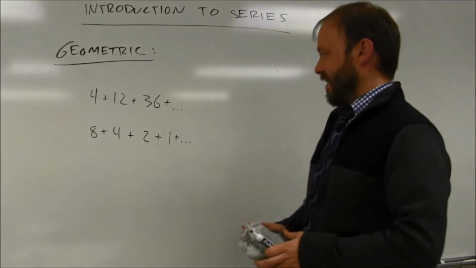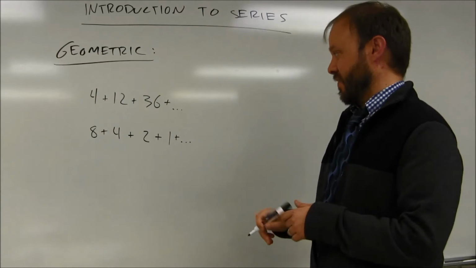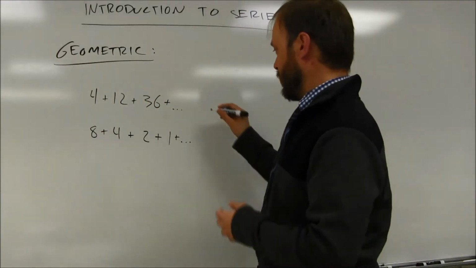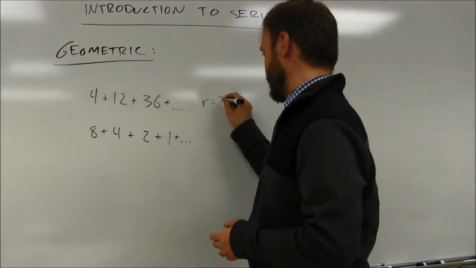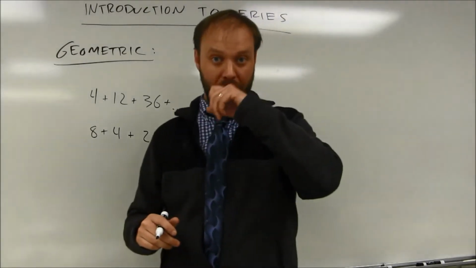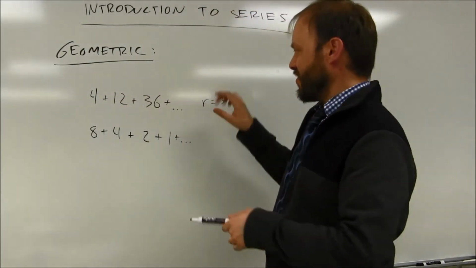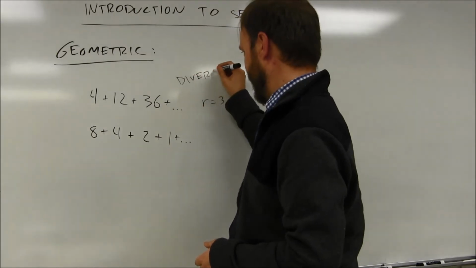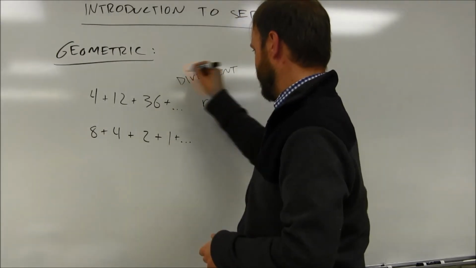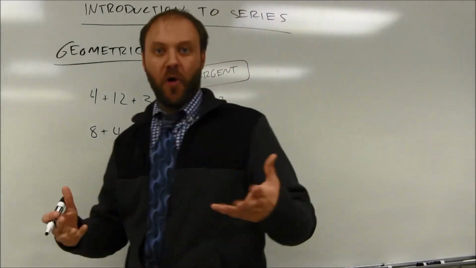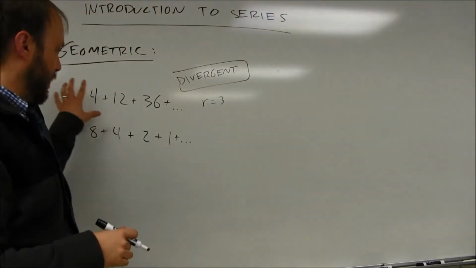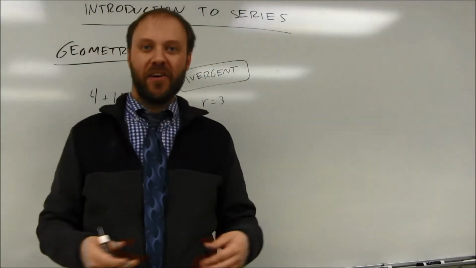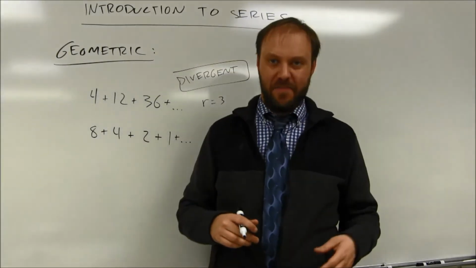Okay, coming back here to this geometric series. You're consistently multiplying by 3 here. We say that the r value would be 3. This is a series that we say is divergent. A divergent series basically has no overall sum. If you keep adding this up, the numbers keep getting bigger. Basically, it adds up to infinity.